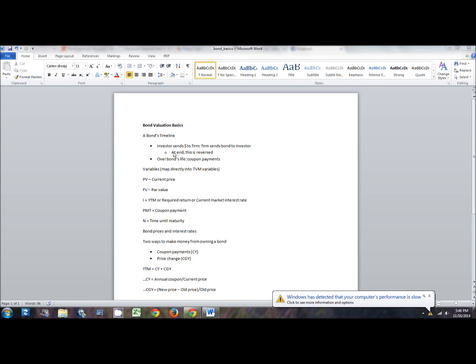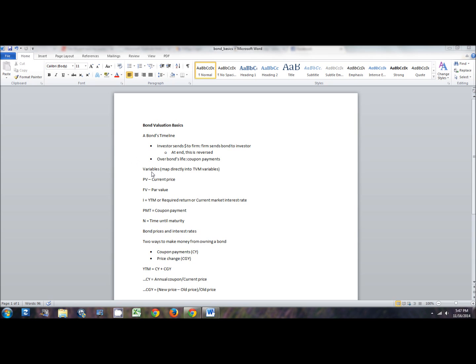So over the course of the bond's life, the company will make interest payments or coupon payments to the investors. That is essentially what you have when you have a bond. You have an investor loaning money to the company. Periodically, that investor will receive interest payments called coupon payments, and then at the end of the bond's life, he or she will be made whole and their original investment will be returned.